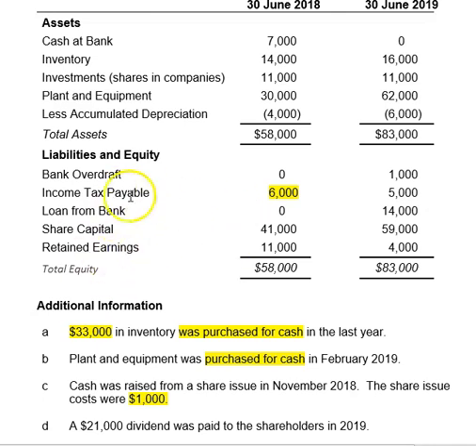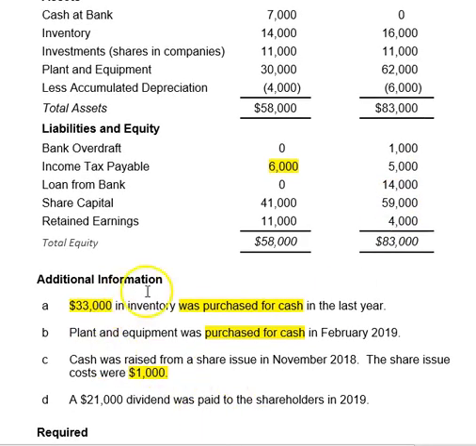Okay, now we continue with share capital. So share capital here is an equity. So if there is any cash inflows from share capital, we need to record it in our investing activities. Okay, so our share capital has increased from 41,000 to 59,000. Okay, that means there is a share issuance. And based on additional information C, cash was raised from a share issue in November 2018, and the share issue cost is 1,000.